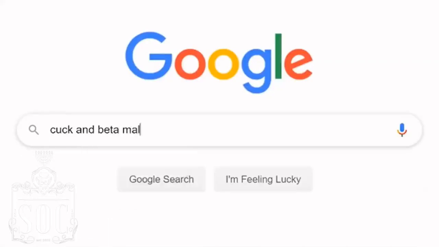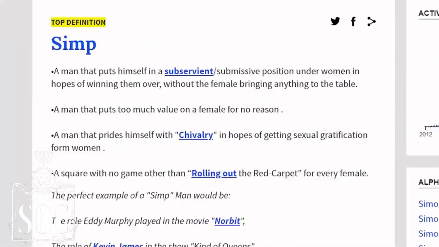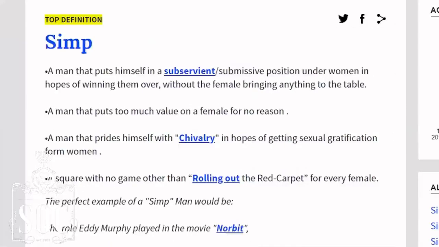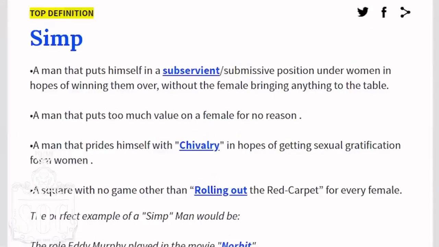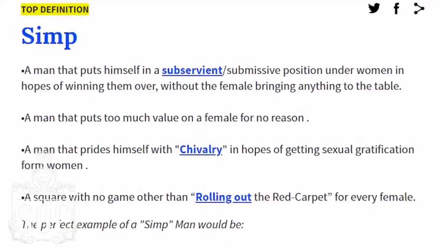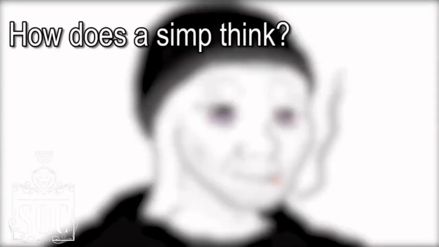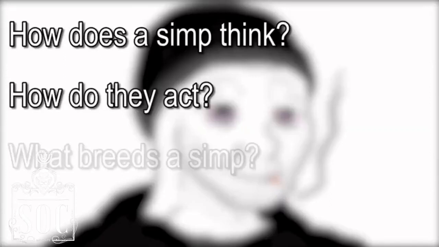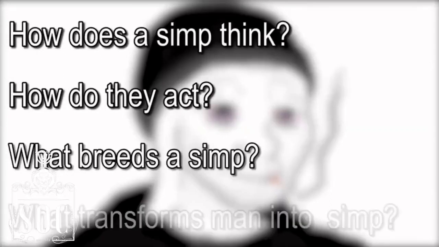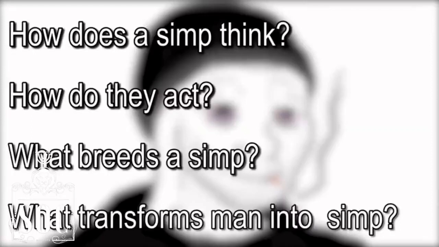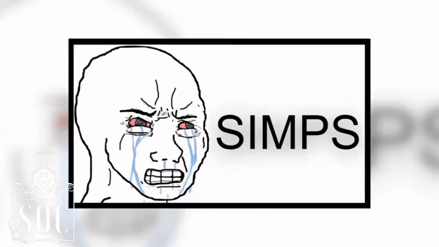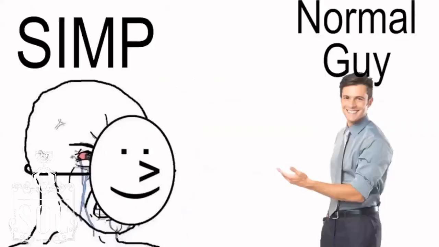What is a simp? A quick Google search leads us to this definition. A man that puts himself in a subservient or submissive position under a woman in hopes of winning them over without the female bringing anything to the table. While this is true, I want to go deeper. How does a simp think? How do they act? What breeds a simp? What life experiences could ultimately belittle a man to the lowly status of a simp? These are questions I hope to answer in this video.